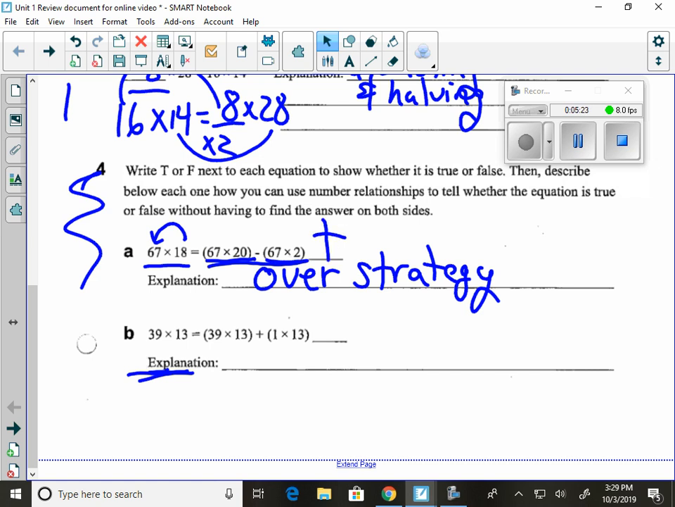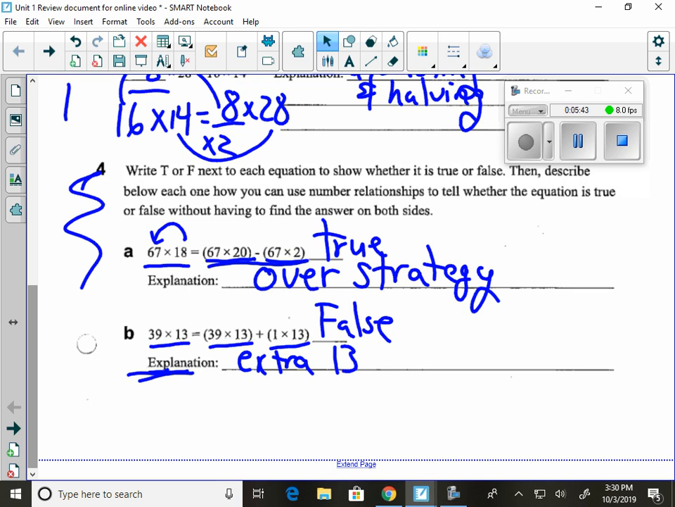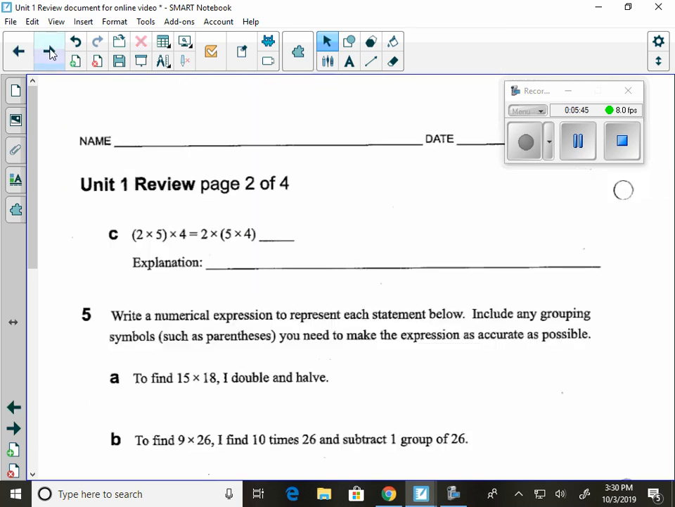Again, we don't need to solve it. We just have to decide, is it equivalent? And it is. And on the last one down here, this one is false. It is not, and it's pretty easy. 39 times 13, is it equal to 39 times 13 plus another 13? And the kids could write something like, it has an extra 13. This is not correct. Page 2.